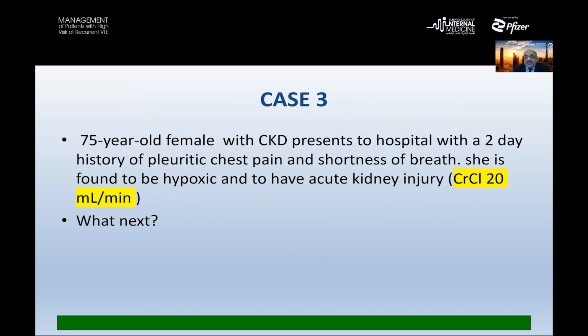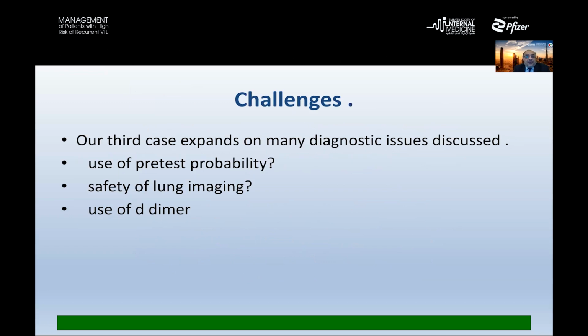You have always seen patients with CKD, and we see a lot of CKD here: diabetic, hypertensive, old age with CKD. The problem with them is they come with pleuritic chest pain and shortness of breath, and they are hypoxic. It could be fluid overload, it could be PE, it could be pneumonia. You're not very clear what it is. The clinical algorithm does not help you. The D-dimer is of no value.